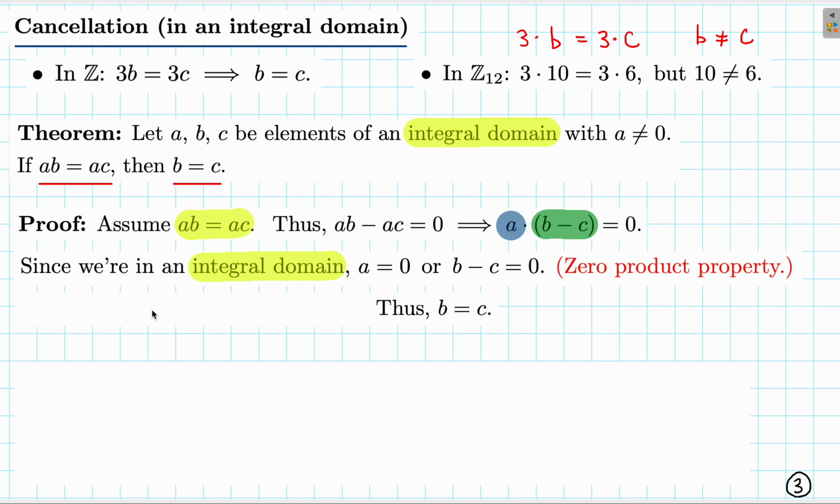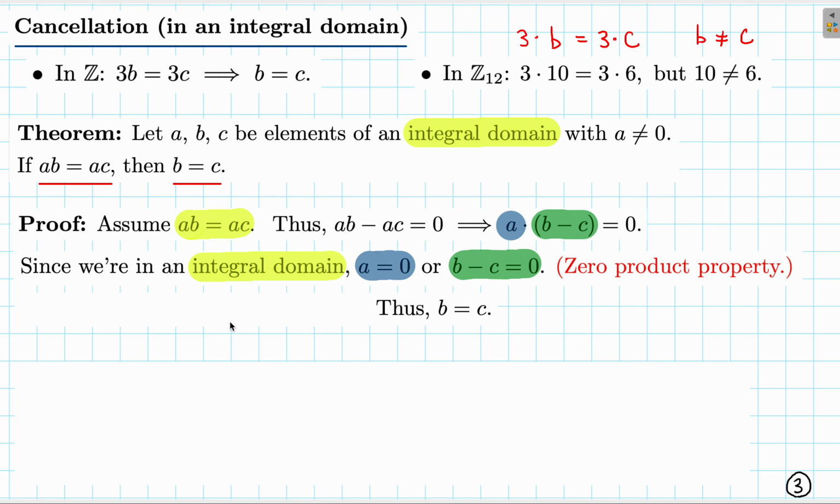Now, since we're in an integral domain, that means a must equal 0 or b minus c must equal 0, or possibly both of them 0. And that's because if neither of them is 0, that means we would have a pair of non-zero elements, a and b minus c, multiplying together to be 0. That would make them zero divisors. But we're in an integral domain, so we can't have zero divisors. And therefore, we must have a equal to 0 or b minus c equal to 0.